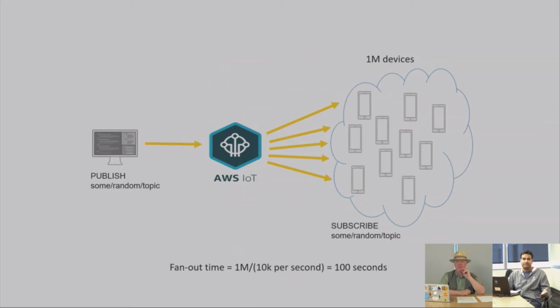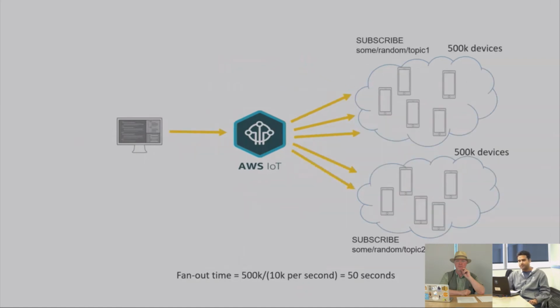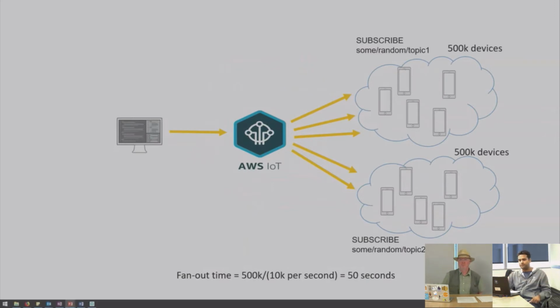But let's say, even in the case of Amazon Music, they wanted it in less than 60 seconds. In that case, customers can break down their subscribers into 2 topics, evenly distribute them, and then have their publisher publish into both topics in parallel. And AWS IoT will fan out each individual topic at that rate of 10,000 per second. So essentially, you double the throughput that you need from the system. In this case, overall, all the devices will get it in 50 seconds because now we are fanning out both those topics in parallel at 10,000 messages per second per fan out.